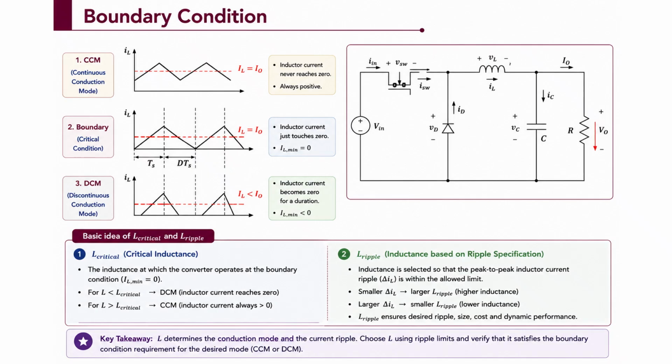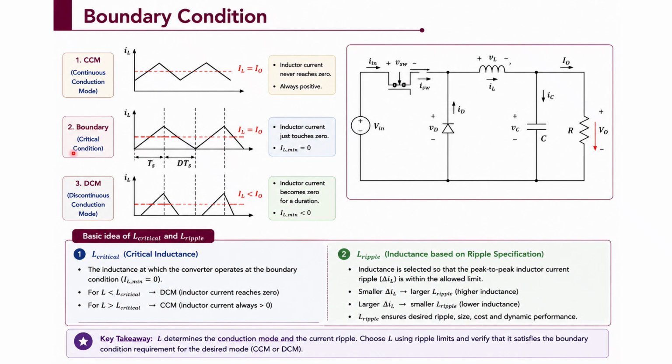Okay, now I have told you about CCM, continuous conduction mode. What is continuous conduction mode? You can see the current is always a positive value. Current never touches zero. The inductor current never touches zero. It is always positive. So this is called a continuous conduction mode.